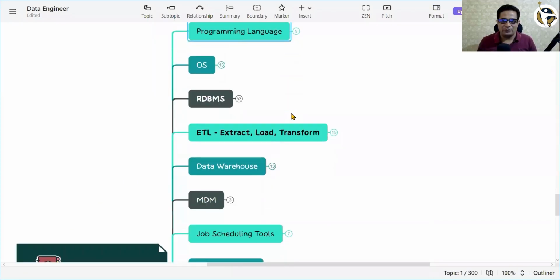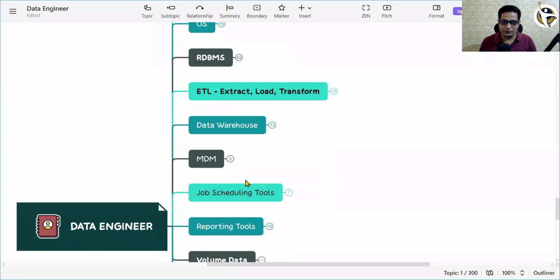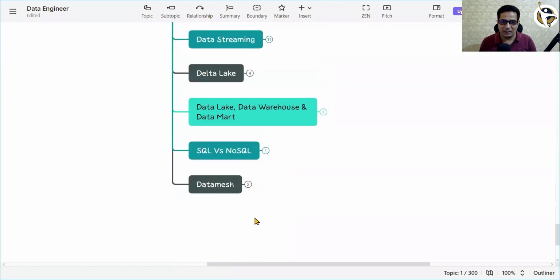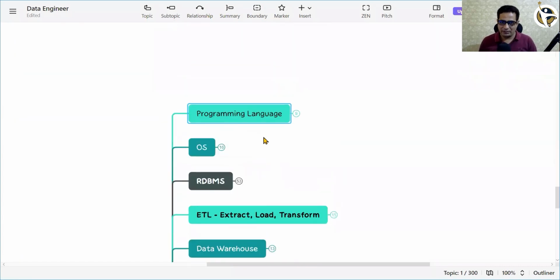As part of the data engineering career path, at a high level, these are the things which you need to achieve. Whatever you can see on the screen, those are the high level skills which I listed down. Let's deep dive into each topic and see what those things are. Starting with programming language.